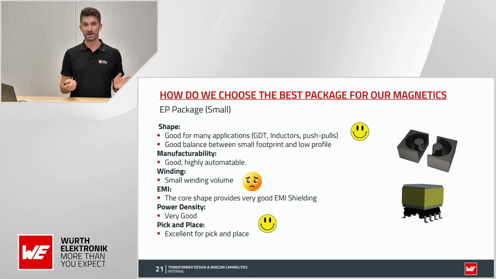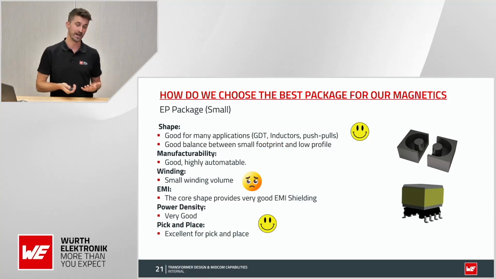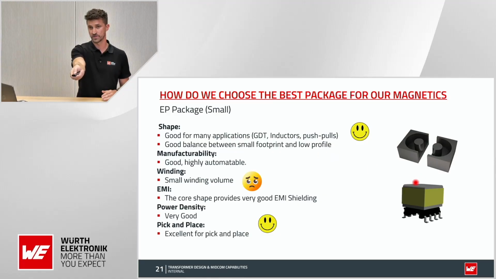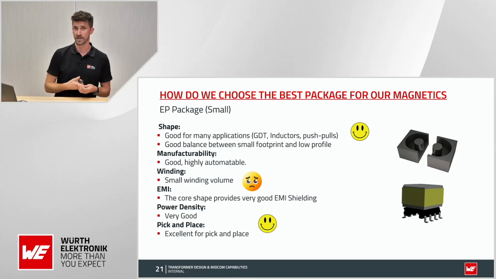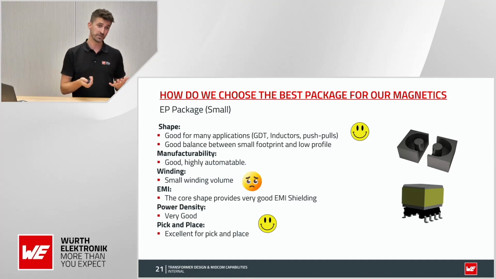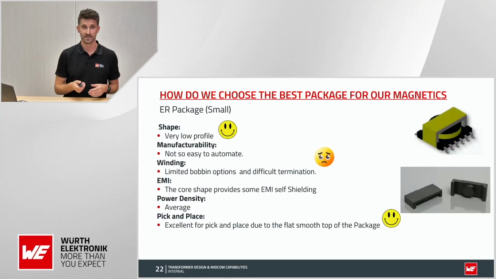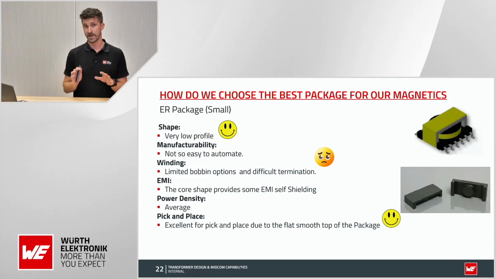So let's talk first about the EP package. This is one of the smallest packages we have, and the shape makes it good for many applications such as DGT, GDT, inductors, and push-pull. This part has a very good balance between a small footprint and a low profile. And thanks to the flat surface on top of the core, it is very good as a pick-and-place solution. Unfortunately, the winding area is a bit small, so at the end we cannot take out that much power from them.